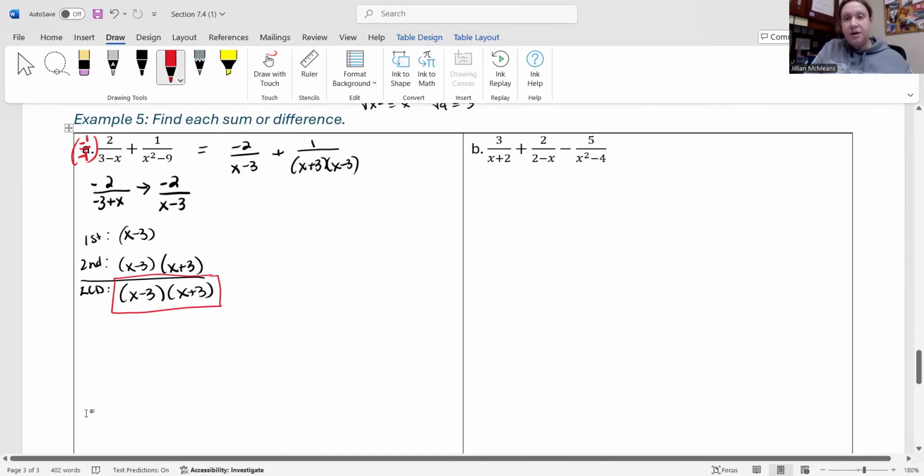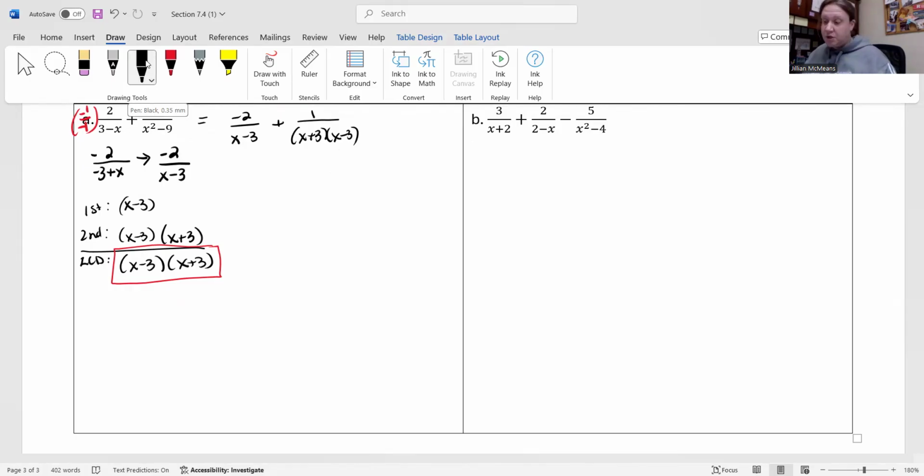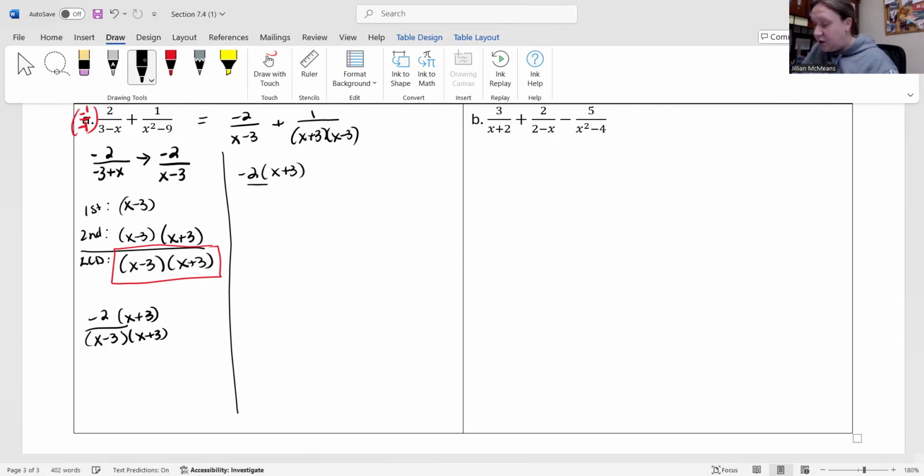Now, as far as equivalent expressions are concerned, we need to do a little work on the first expression. So we have -2 over x minus 3. What would I multiply x minus 3 by to get the LCD? Well, the thing that's missing from the LCD in my first denominator is x plus 3. So I'm going to multiply top and bottom by x plus 3. And let's see what that does for us. So I now have -2 times x plus 3 all over x plus 3 times x minus 3, plus 1 over x plus 3 times x minus 3.